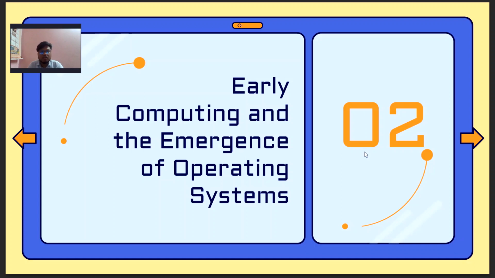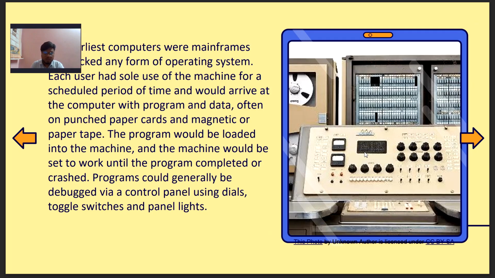Early computing and the emergence of operating system. Early computers were mainframe computers, and they lacked any kind of operating system. Each user had to use the machine for a scheduled period of time and would arrive at the computer with the program and data, and often the data was fed through punched cards or magnetic tapes. At a time, only one user could use a computer, and only one program could run at a time.